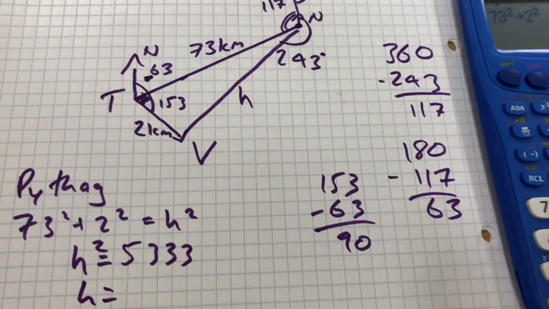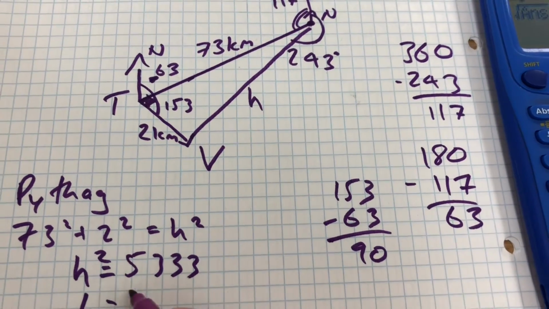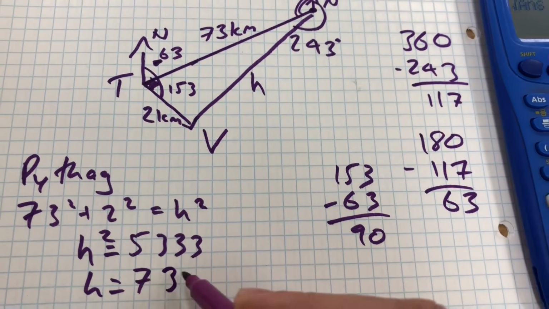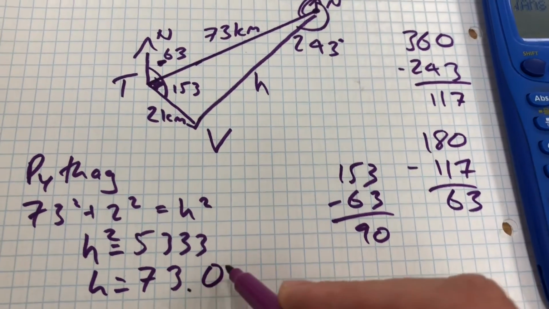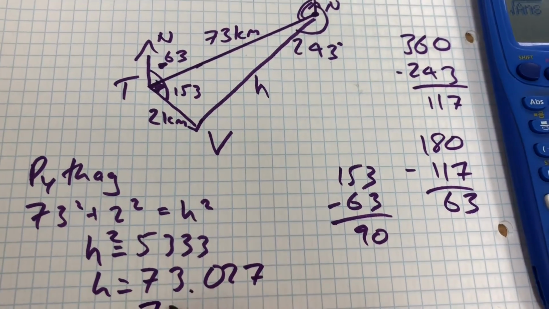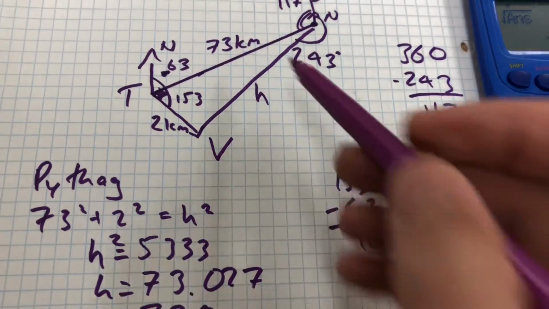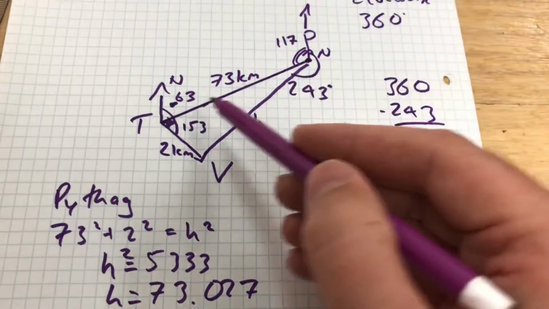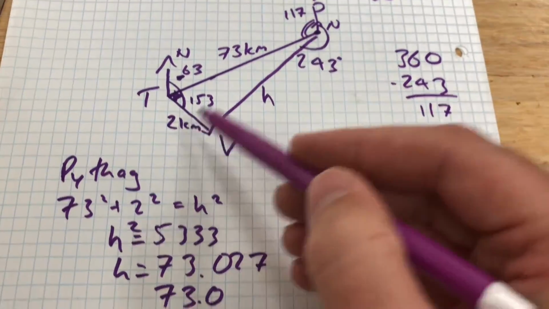Okay, and watch some other videos on Pythagoras to see how we can work that out. So 73.027, but to 3 significant figures, it's also 73, which is the same as that one because at that length of distance, we're not too far out.